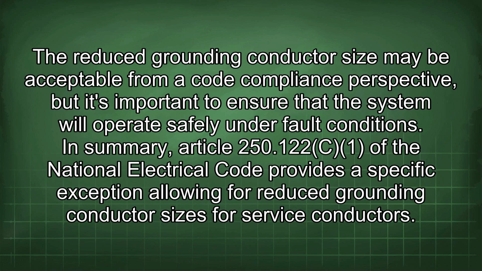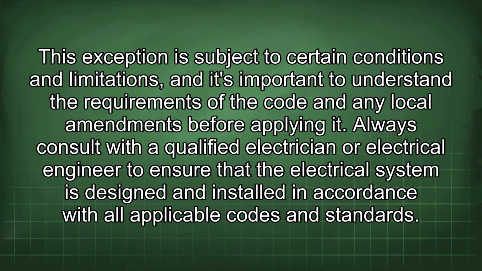In summary, Article 250.122 of the National Electrical Code provides a specific exception allowing for reduced grounding conductor sizes for service conductors. This exception is subject to certain conditions and limitations, and it's important to understand the requirements of the code and any local amendments before applying it. Always consult with a qualified electrician or electrical engineer to ensure that the electrical system is designed and installed in accordance with all applicable codes and standards.